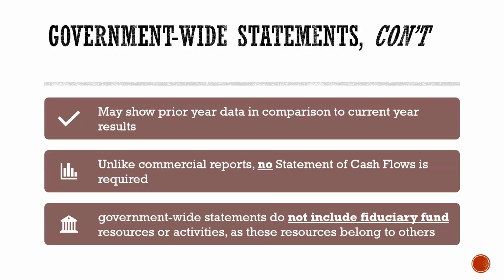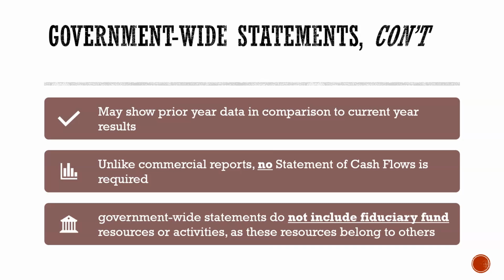So, the government-wide statements, they may show some prior year data to compare for current year results. One big thing to take note of here is that unlike in for-profit companies or commercial reports, there is no statement of cash flow. Okay, the statement of cash flow does not exist for the government entities. Now, we do it in the fund level reporting for those enterprise funds, for those proprietary funds, but we do not do them at the government-wide level. At this top level of reporting, no statement of cash flows.